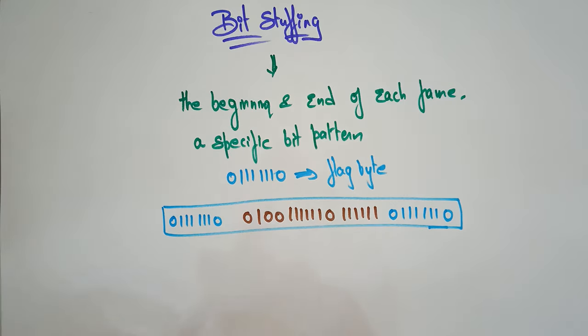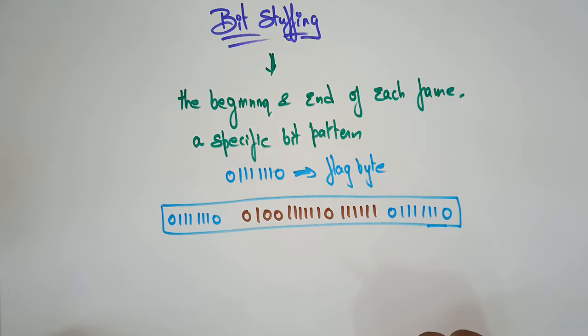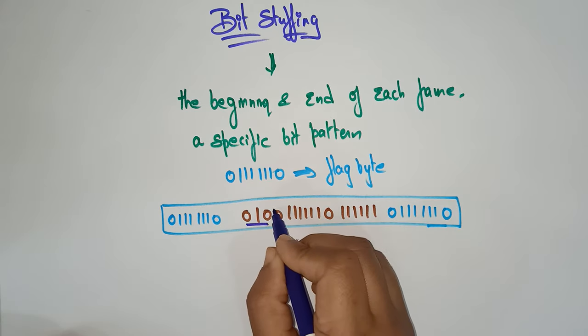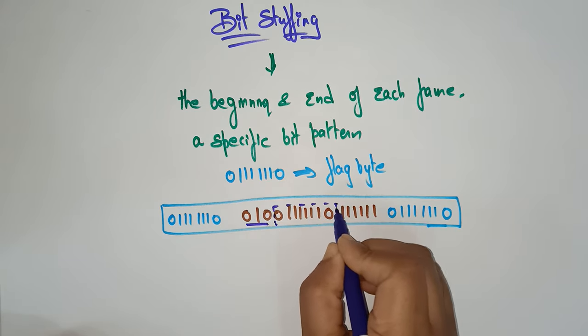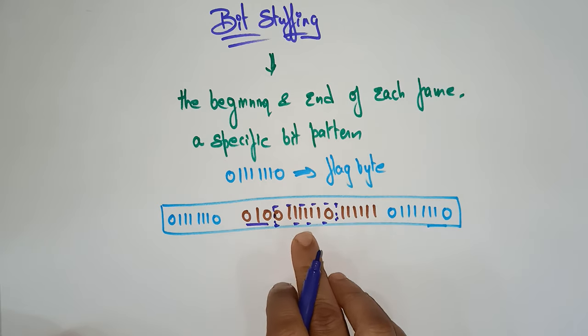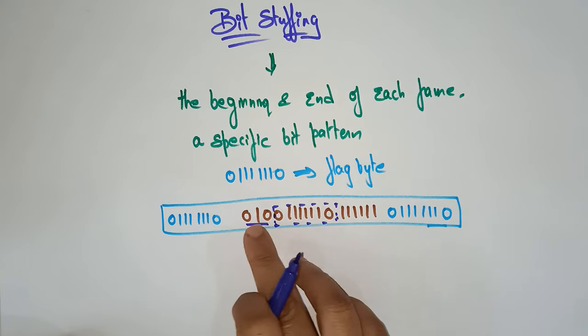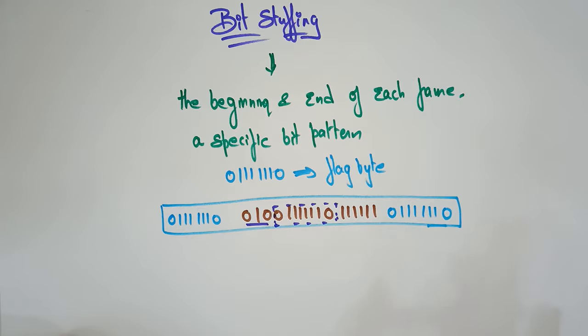So what exactly happens here? Whenever it is sending the data, if 6 ones are followed by a 0, the receiver thinks that it is the end flag. So it will read only these 3 bits, because it thinks this is the end of the frame, since this specific pattern represents the flag byte. So only my data 0 1 0 is read. To overcome this problem, we are going to stuff the bits, to differentiate the starting and ending of the flags.